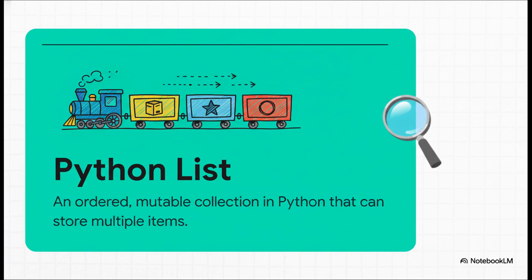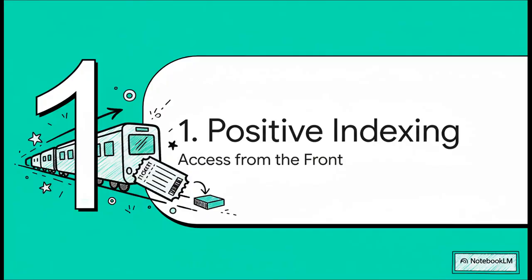Now, the best way I found to think about a list is to picture a train. Seriously, each item you put in the list is like a piece of cargo, and each one sits in its own numbered car. This train analogy is going to make everything click. You'll see. All right, first stop on our tour is the method you'll probably use 90% of the time, accessing items from the front of the train. This is what we call positive indexing. It's your standard ticket to get on board.